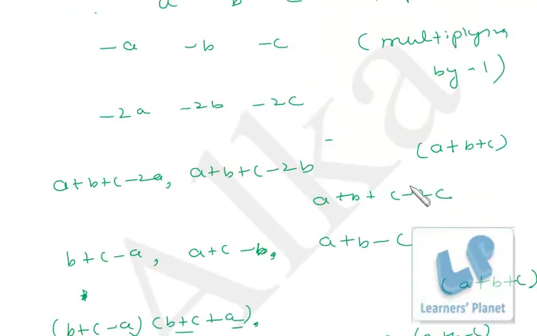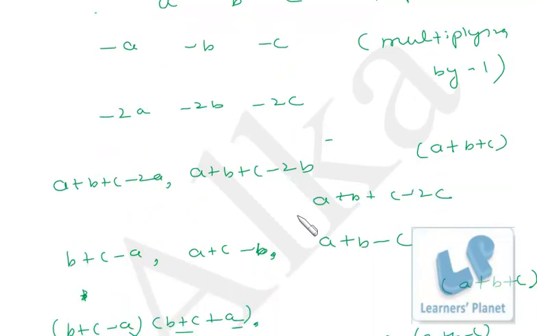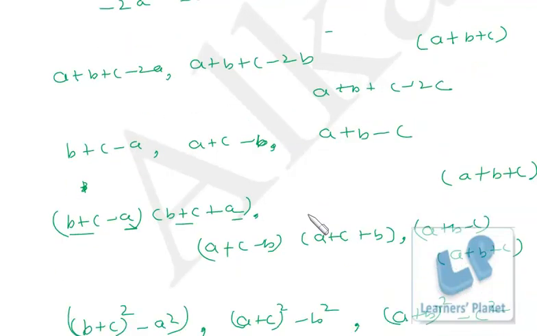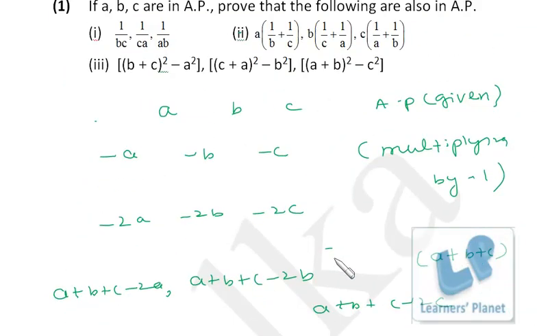So we started with A, B, C in AP, then I multiplied each by -1 by multiplying by a constant term. Still the terms are in AP. Then I multiplied each of them by 2. Then I added A plus B plus C to each term. Still they will be in AP. I simplified the same. Then I multiplied each of them with A plus B plus C. Still they will be in AP, and after simplification I got this. This we had to prove. Okay, so that's this.